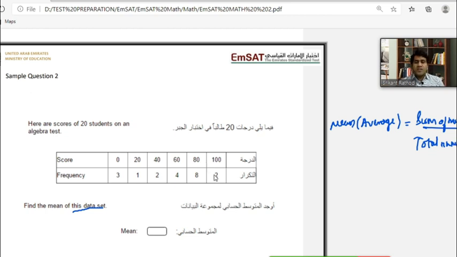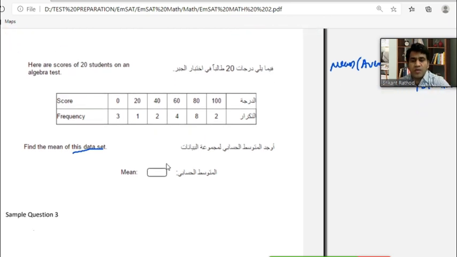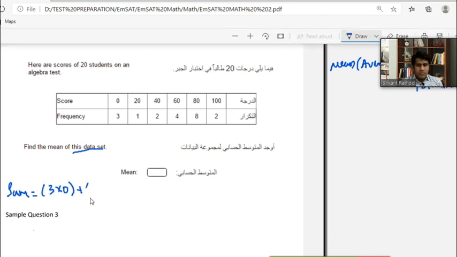Here we are finding the mean score, so we have to calculate the sum of the scores divided by the total number of students, which gives you the mean score. So what is the sum of the score here? How do you calculate the sum of the score? Here I can write it from the frequency table they have given. There are three students who scored 0, so I can do 3 times 0 plus, that gives me the total score.